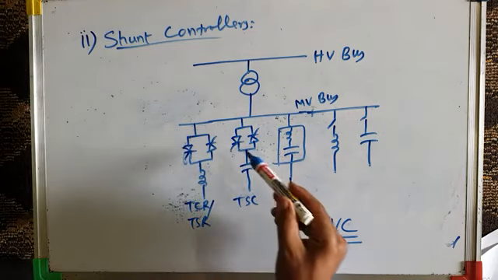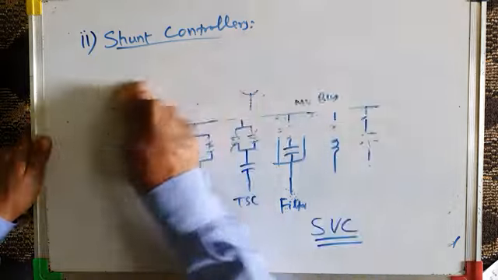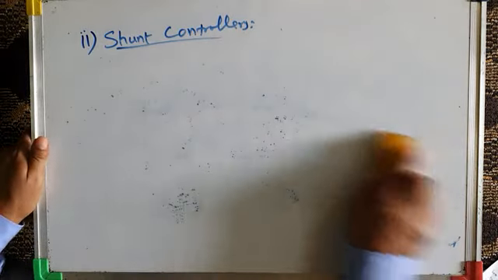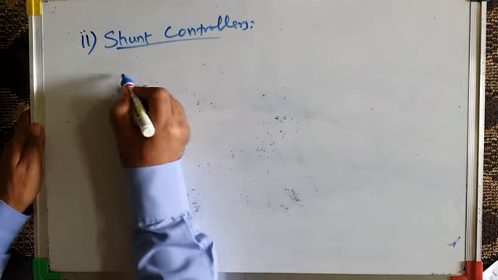So this is one of the shunt FACTS controllers, which is thyristor based shunt FACTS controller. It's called SVC, static var compensator. So this is the schematic diagram of SVC. The other type of shunt FACTS controller is converter based shunt FACTS controller, and that's called STATCOM. So that looks like this.